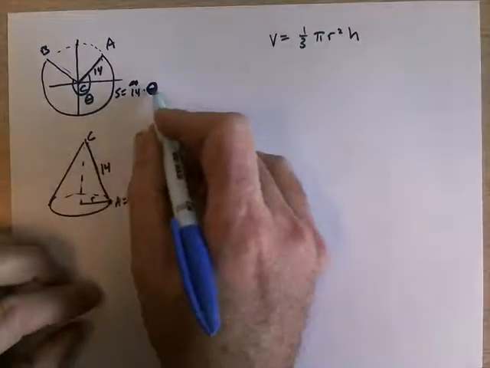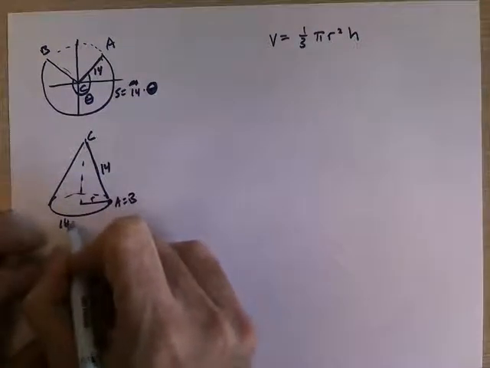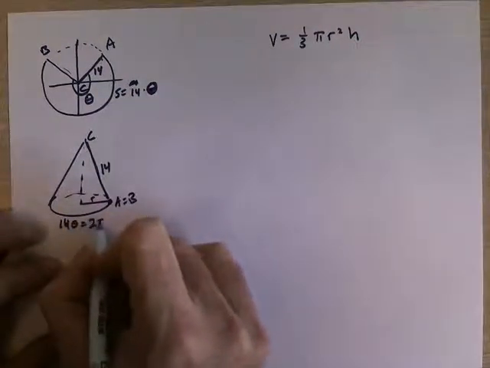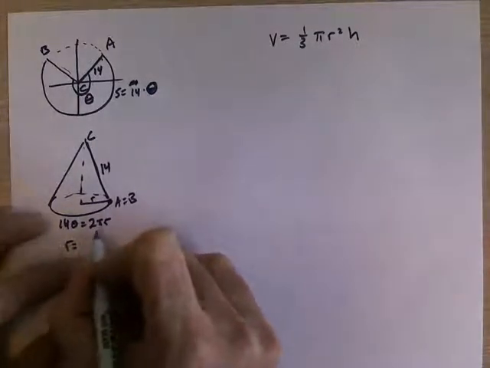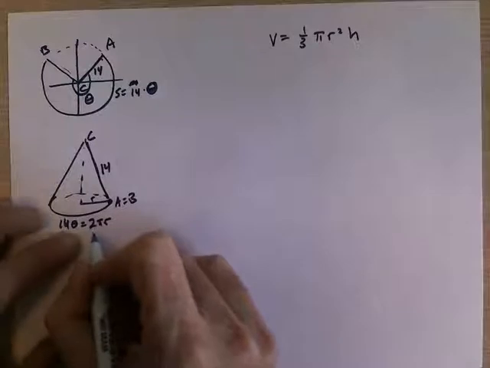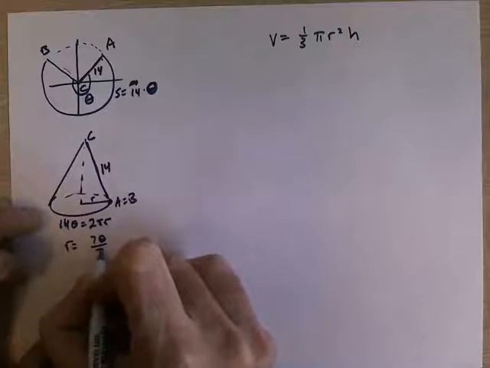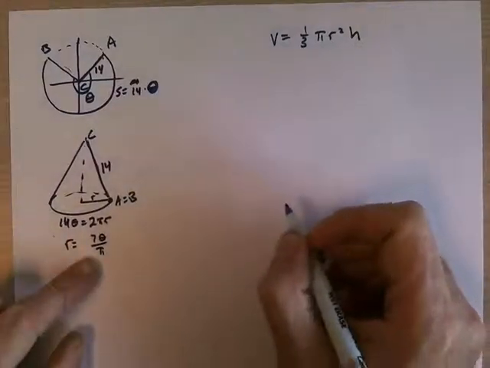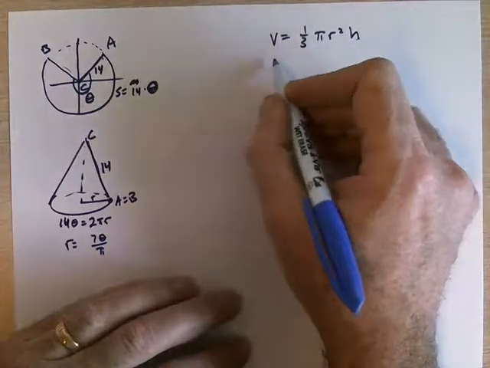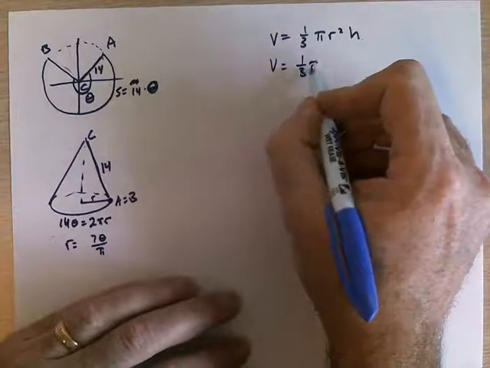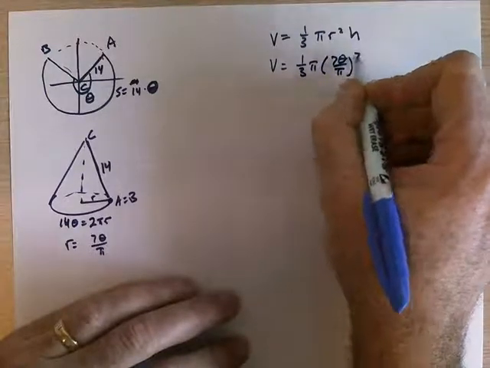All of that arc length is turned into this circumference. So 14 times theta has to be 2 pi times r, which tells me that r has to equal 14 theta divided by 2 pi, so 7 theta divided by pi. So that's what I want to plug in for r here. So I've got 1/3 pi times (7 theta divided by pi) squared.